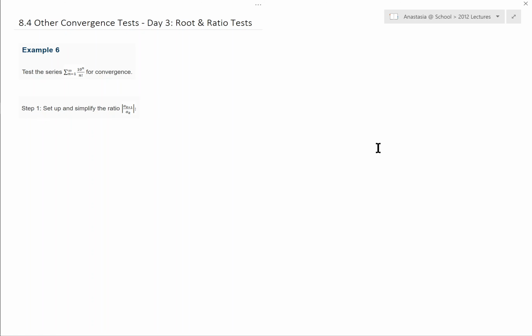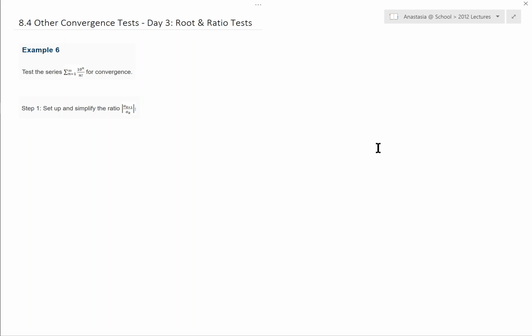Hello, in this video we are continuing our discussion of section 8.4 on other convergence tests, but now we are talking about day 3, in which we are discussing the root and the ratio tests. Specifically in this video we are working through example 6, which says to test the series, the sum from n equals 1 to infinity of 10 to the n over n factorial for convergence.